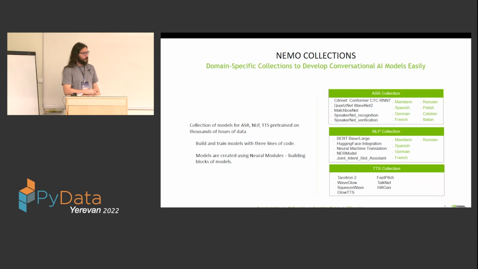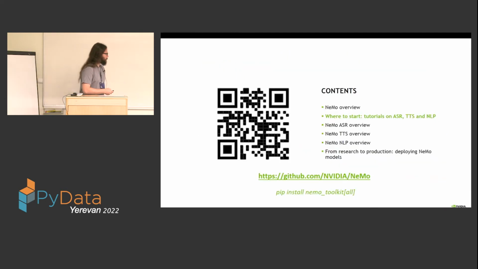And TTS again. So we have quite mainstream things like Tacotron 2, FastSpeech, WaveGlow, and our own things like TalkNet. So again, modular. All scripts and examples are there. All pre-trained models are there. You can just use it easily and freely. So it works. Now, actually, where to start with this thing?